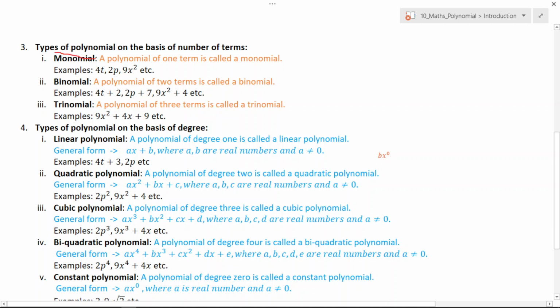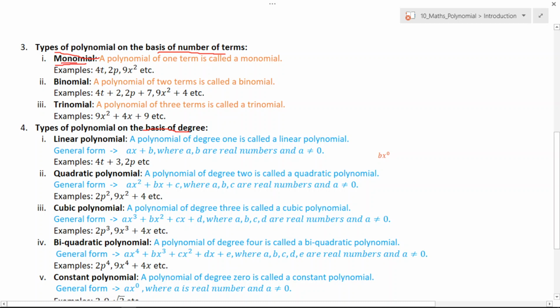Next point is type of polynomial. Polynomials can be classified on two bases. First, on the basis of number of terms, and second on the basis of degree. So first we will talk about type of polynomial on the basis of number of terms.